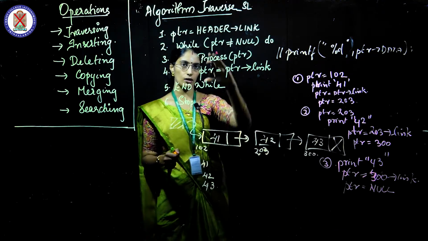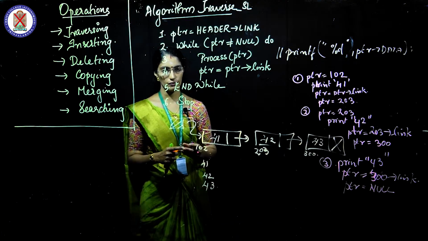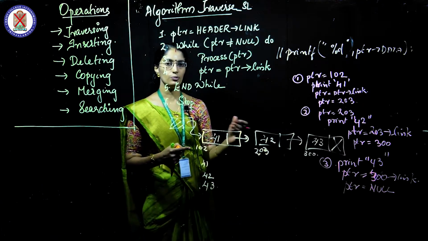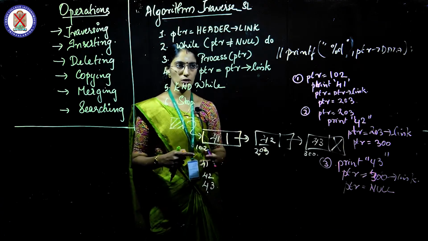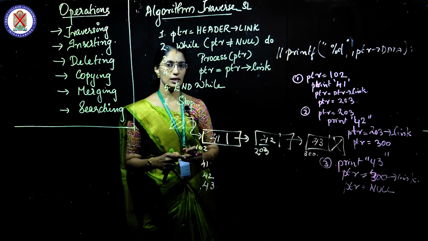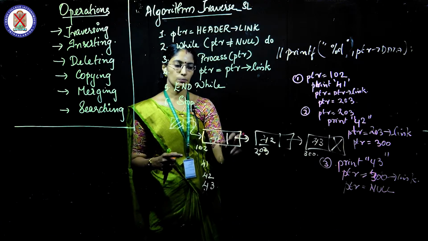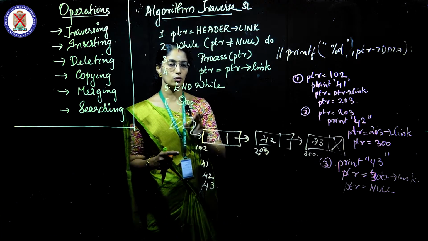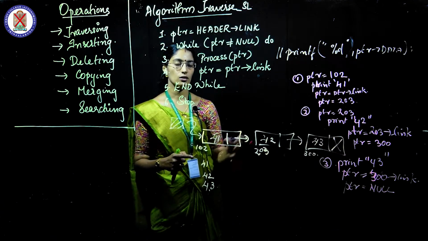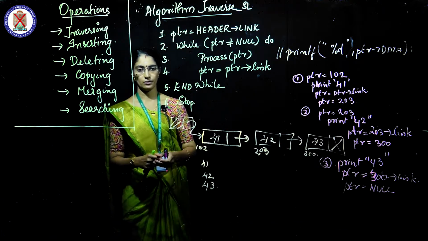According to our algorithm, it starts from the header link part, that is the address of the first node, and it goes into a loop. The loop continues until the value of ptr becomes null, and then it goes to processing the particular node. It may be a printing statement. The incrementing is denoted as ptr equals ptr of link: the present node's link part is given as the new value of ptr. This process continues until ptr has the value null, and this is the first algorithm, traversing.